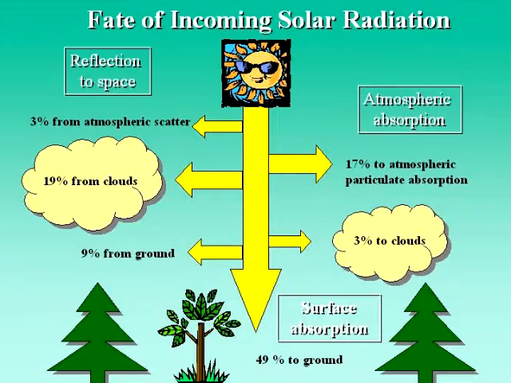You'll see that much of the light that strikes the Earth is absorbed by the atmosphere itself, by the Earth's surface, and to a lesser extent by clouds. Clouds are actually much better at reflecting light than absorbing it. And a certain amount is even reflected from the ground.